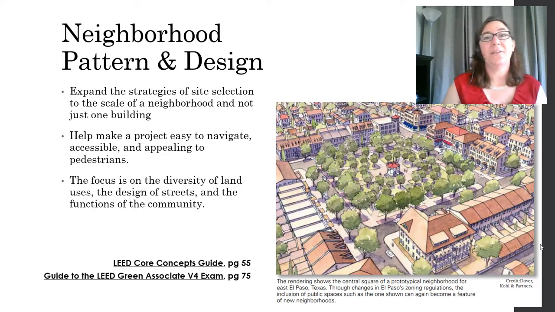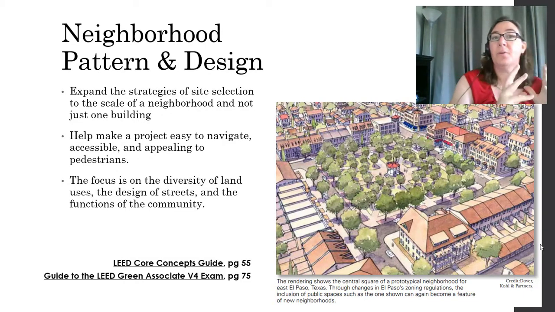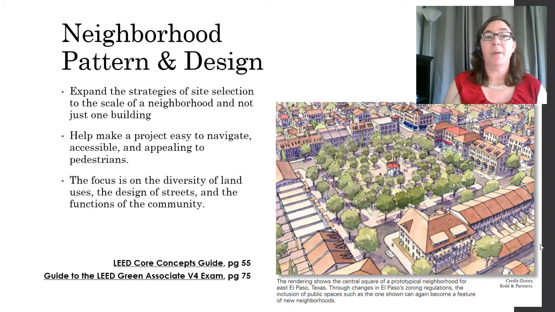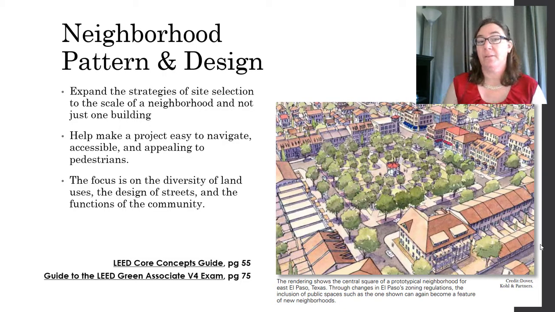Our third factor in the location and transportation credit category is neighborhood pattern and design. And so what you want to do here is take those strategies of site selection that you just learned and expand them to the scale of a neighborhood. And this is going to help make your project easy to navigate, accessible, and appealing to pedestrians. The focus in this area is on the diversity of land use, the design of the streets, and the different functions of a community.